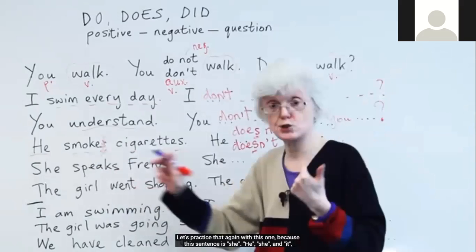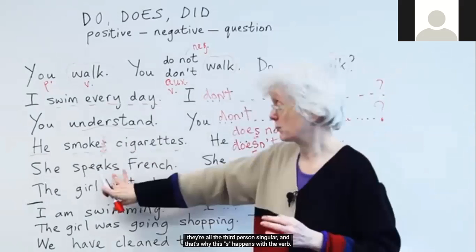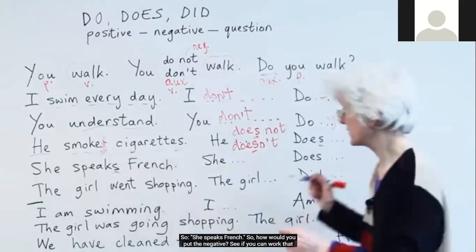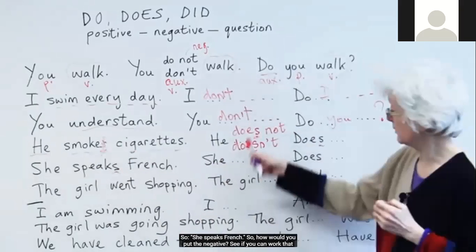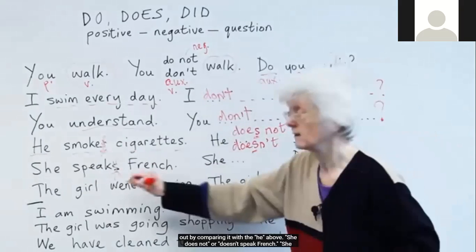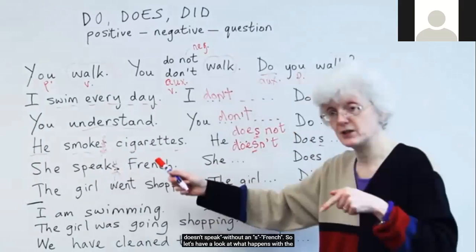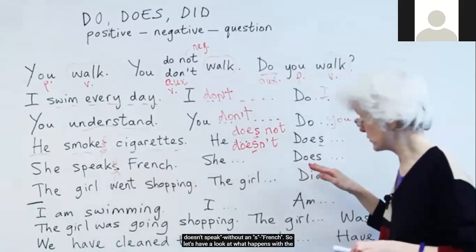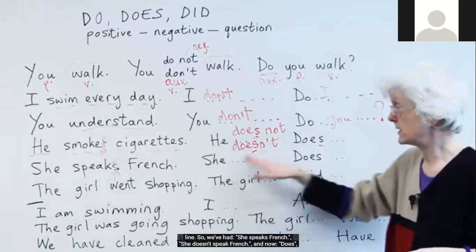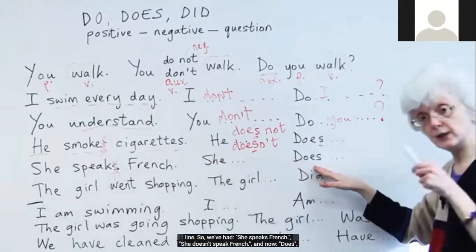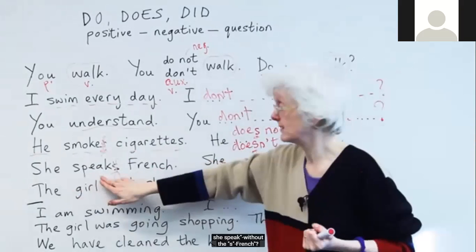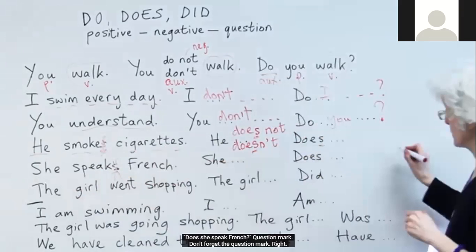Let's try this one. The sentence: he drinks. It's the third person, and that's why the S happens. So she speaks French. How do you make it negative? Does not, or doesn't speak French. She doesn't speak French. So let's have a look at the question then, and it is very similar to what happened with this line. So she speaks French, she doesn't speak French, and now does she speak French? Does she speak French? With a question mark.